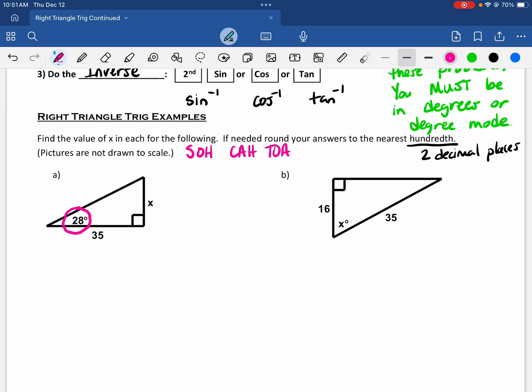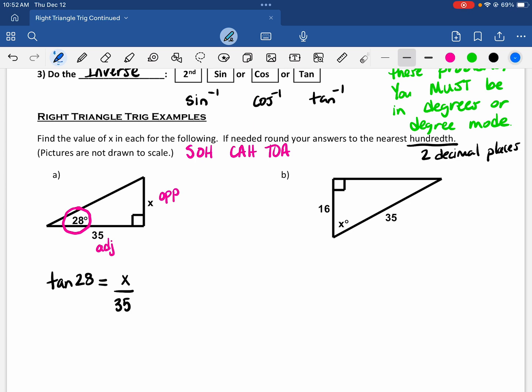So if 28 is my angle, I notice x is across from that angle. So x is the opposite side to that angle. Looking at 28, 35 is next to 28, so that must mean that 35 is the adjacent side. So if I have the opposite and the adjacent, I go to my SOHCAHTOA, and that's the O and the A, which goes with T. T stands for tangent. So if I set my problem up, it's going to be tangent of 28 equals my opposite side, which is x, because O comes first, over my adjacent side, which is 35, because A comes second.